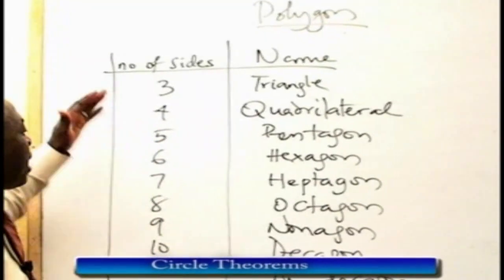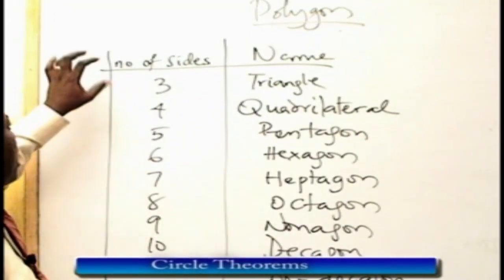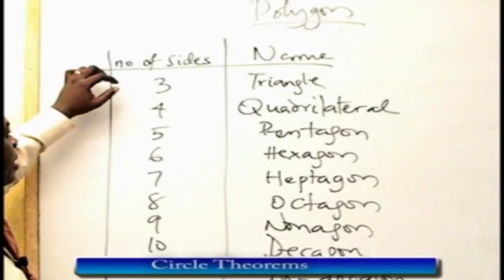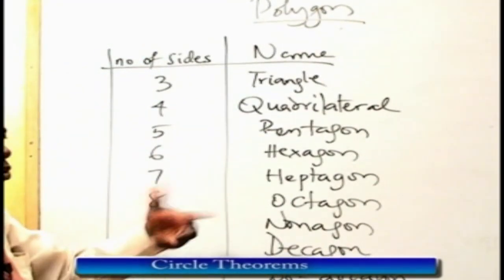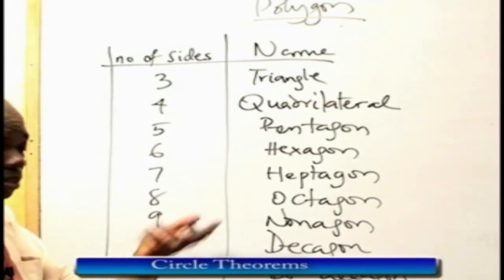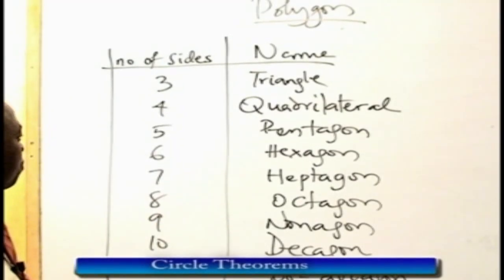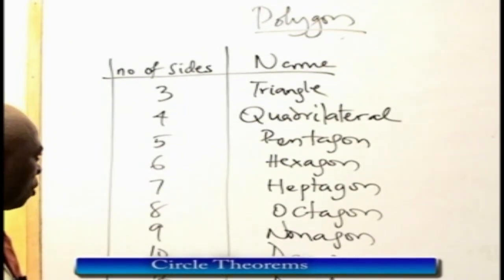Alright, these are the various names based on the number of sides. Any shape with 3 sides is called a triangle. We've already treated the various types of triangles. All you need to do is check the catalog of the topics, and you can quickly educate yourself on the types of triangle we have, how to calculate the area, and all that.